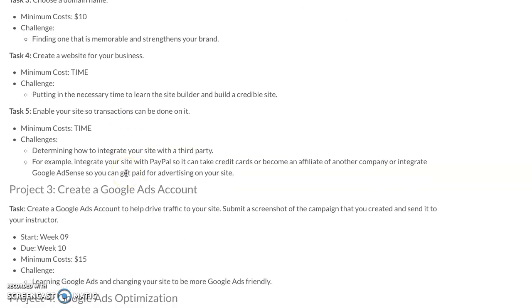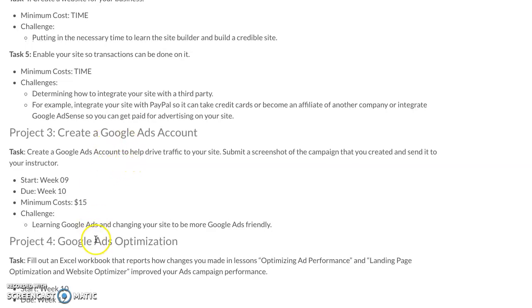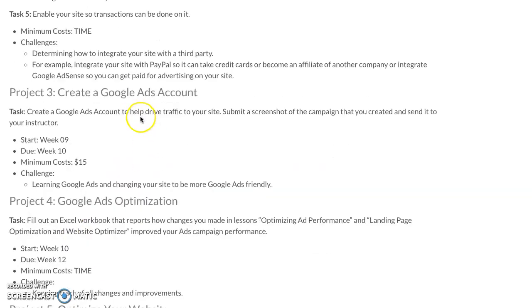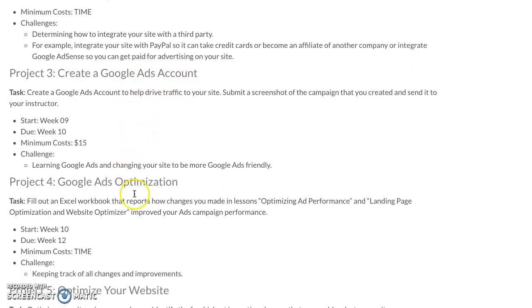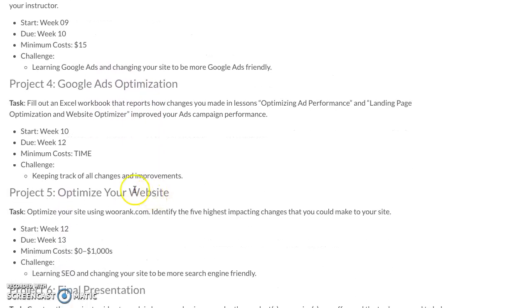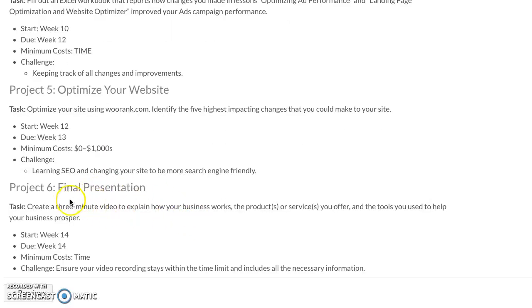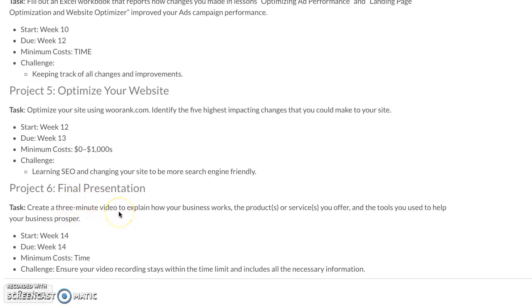Projects 3 through 6 are not quite as time intensive. They deal a lot with Google Ads and our advertising. So with your Google Ads account, you'll actually launch a real Google Ads campaign. You'll go through, optimize that campaign, and improve it. And then Project 5, to optimize your website, is just to see how well you've done establishing your website, having really things that impact search engine optimization and how easy it is to find you online. And then you'll have a final presentation, which is not meant to be very time intensive.